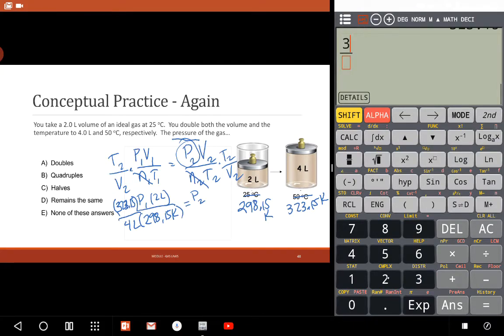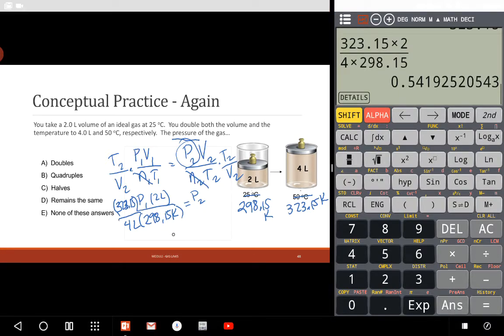We got 323.15 times 2, and then our denominator is going to be 4 times 298.15. And so that means that P2, our final pressure, is going to be 0.542 times P1. That's not quite 1/2. It's pretty close, but not quite 1/2. We're going to go with none of these answers because it's not really 1/2 of P1. So by doubling the Celsius temperature, we are not doubling the Kelvin temperature.